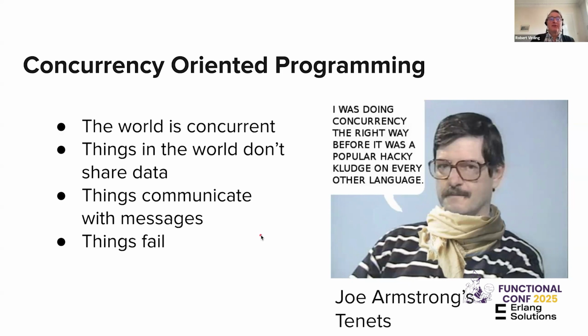And his basic tenets here were that if you look around, the world is concurrent. Things in the world don't share data. Things communicate with messages and things will fail. And a talk like this is an extremely good example because we've got lots of things going on at the same time. Me giving the talk, you listening to it and seeing things. We're not sharing data. I'm sending you data. I'm communicating with messages. In this case, I'm sending pictures and sound and things like this. We're communicating. And things can go wrong. The net can go down or your machine can crash, or hopefully my machine won't crash, but it could, and things like this. So these are the basic tenets in what Joe called concurrency-oriented programming.